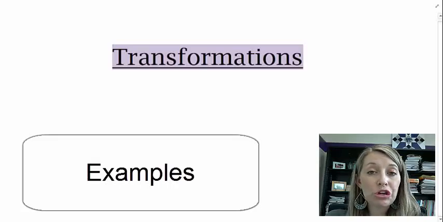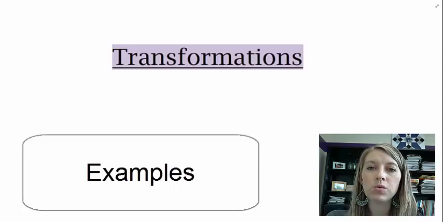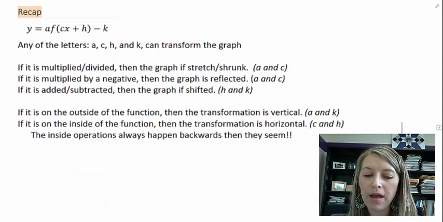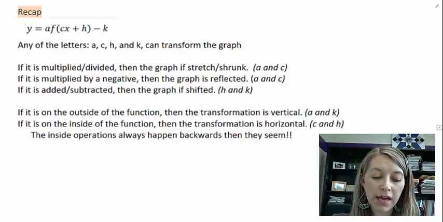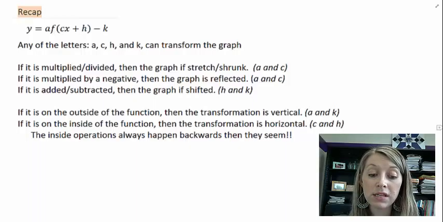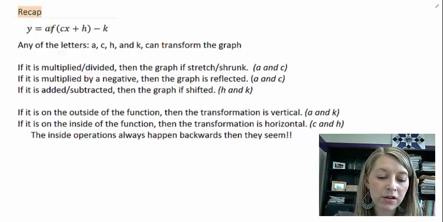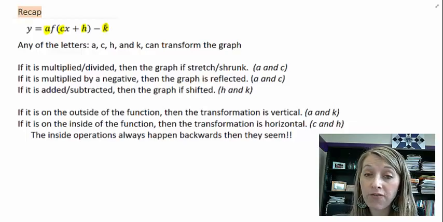So at this time, we have learned everything that we need to learn about transformations. And so what we need to do is actually utilize that information. So let's recap everything at this point. There's a lot of information here. So this here, y equals a times f of c times x plus h minus k. Any one of these letters, a, c, h, and k, can transform our graph. The f of x should stay there. That's our consistent basic graph.